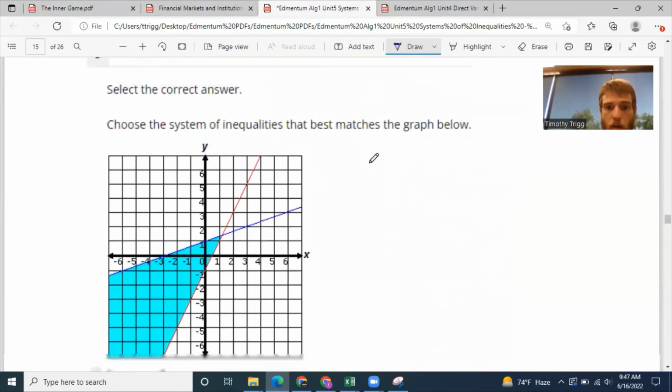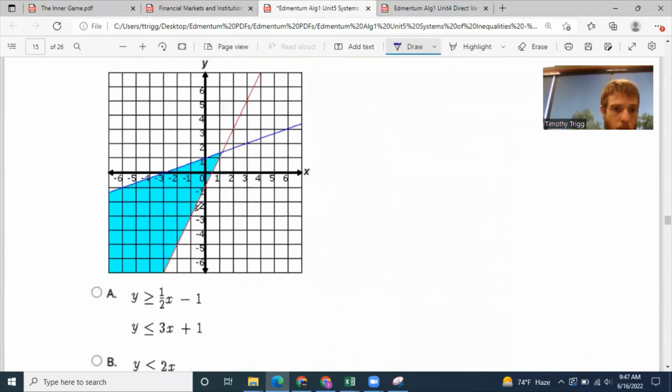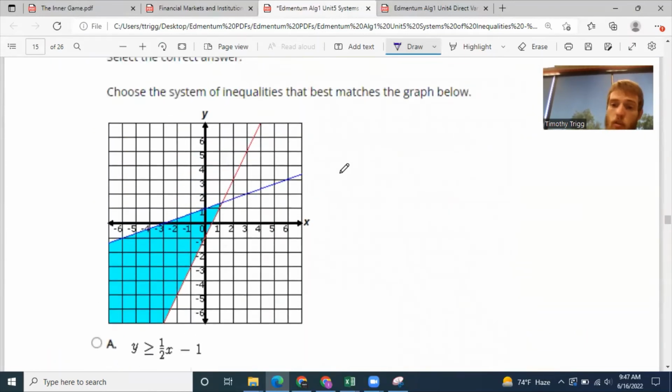Choose a system of inequalities that best matches the graph below. Okay, so we have this graph here. Both of these are solid lines, so I know that they'll have either greater than or equal to or less than or equal to. Okay. Let me go ahead and give you the equation for one of these lines, and perhaps you could find the equation for the other. So I'm going to go ahead and do this blue line here.